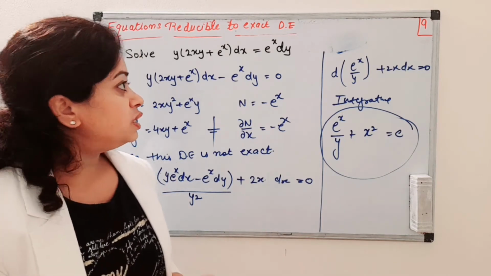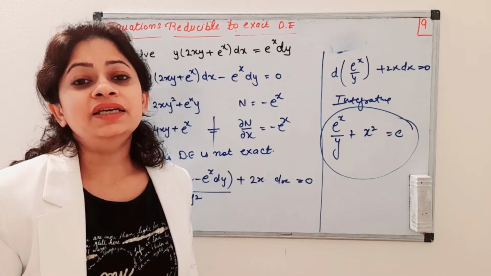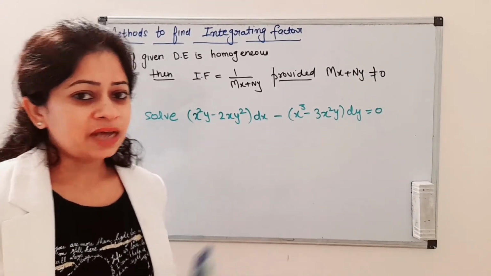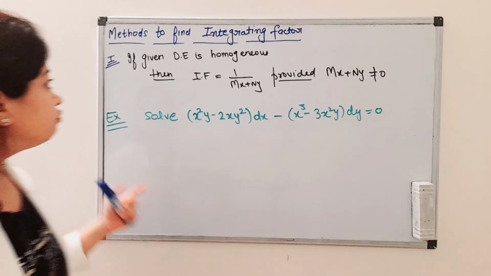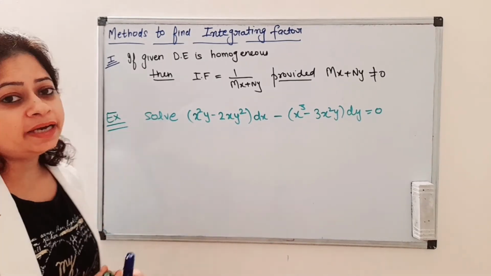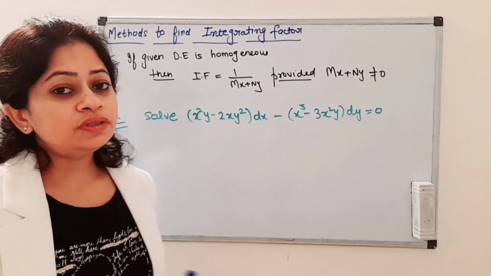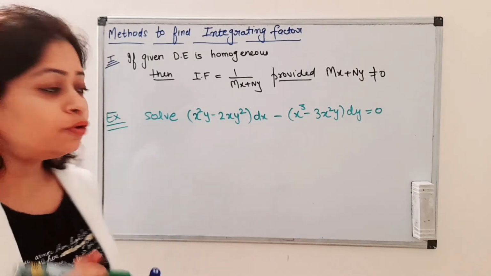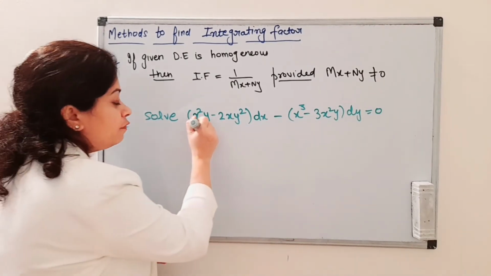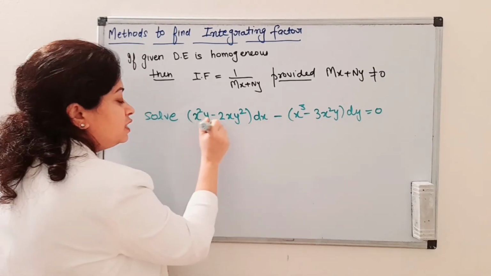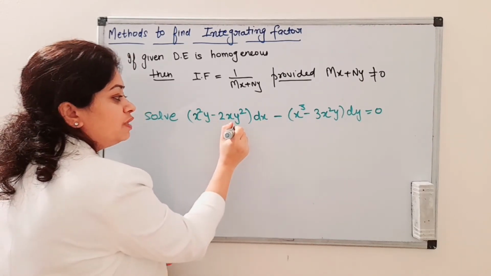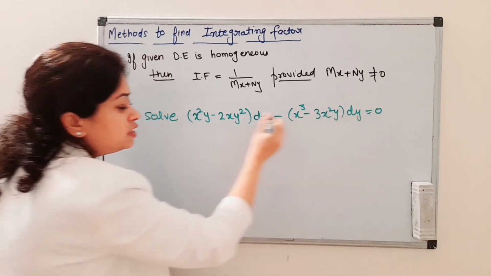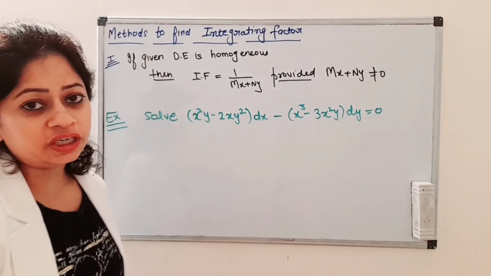So now come, see the methods of finding integrating factor. We will do every method with the help of examples. Here comes the first method to find integrating factor. Whenever you see that the differential equation is homogeneous, homogeneous means the degree of every term is same. See this, the degree of this term is 3, this term is 3, this term is 3, and this term is 3. That means the differential equation is homogeneous.